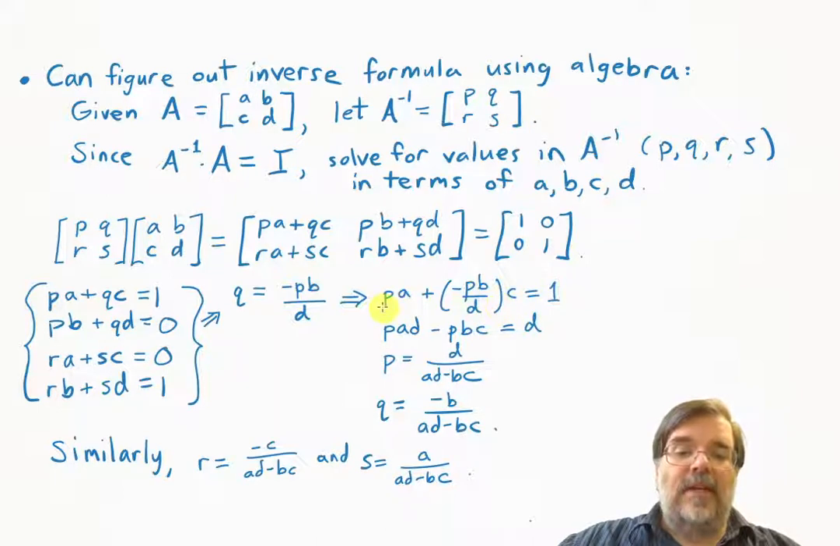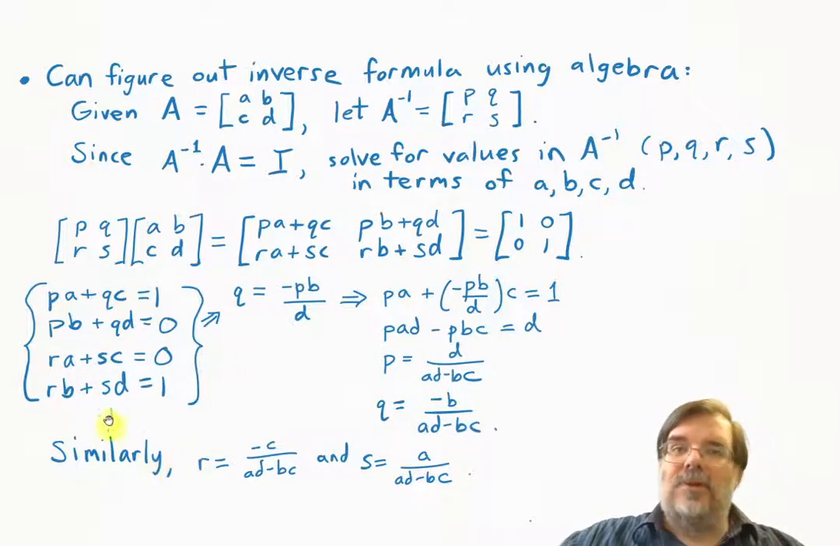If you clear the denominator, multiply everything by D, get this expression, then factor out a P, you'll have P times a quantity, AD minus BC, and then you can divide through to find that P equals D divided by the quantity AD minus BC. Once you know P, you can plug that into this equation to solve for Q. The great thing is we've got a D in the numerator and a D in the denominator, so those cancel, leaving you with a negative B in the numerator and the same denominator as before.